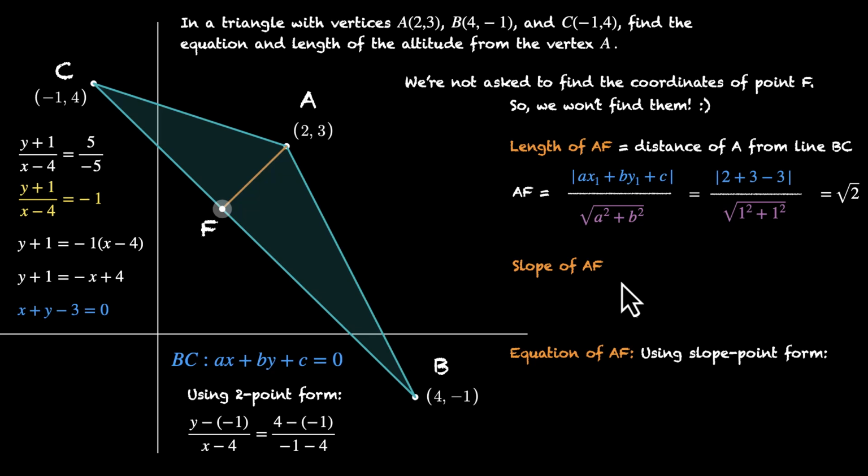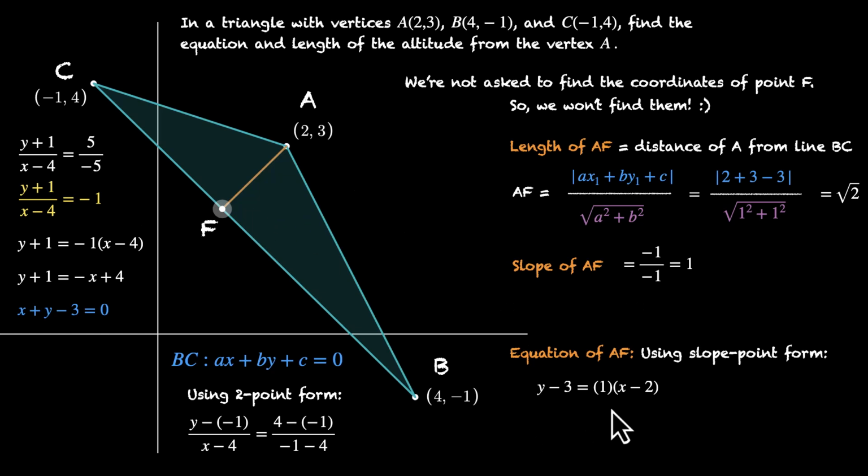Slope of AF is equal to -1 divided by the slope of BC. That's -1 by -1, which is equal to 1. So the slope of AF is 1, which means now we can use the slope point form. Wrapping this up, slope point form: y minus y1 equals m times x minus x1. The point is (2, 3), so y1 is 3, x1 is 2, and slope is 1.